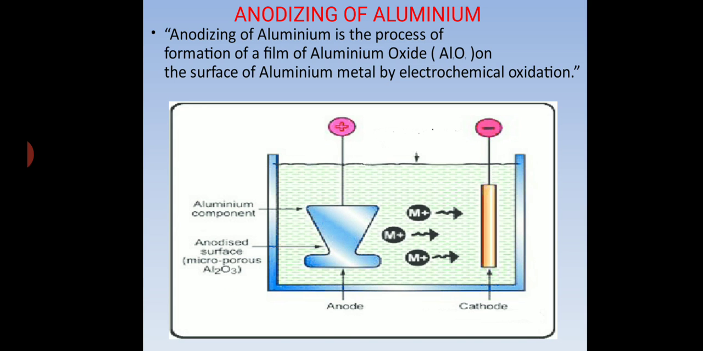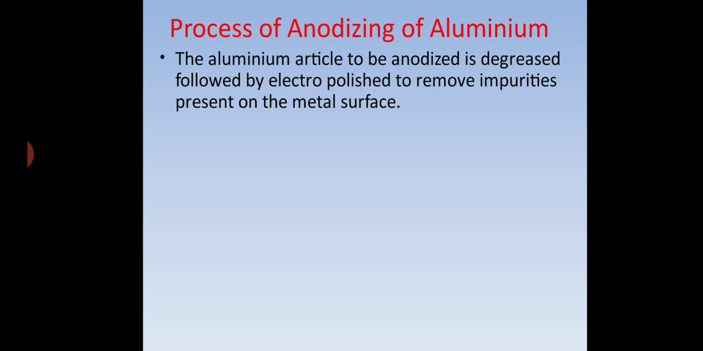So the exact step-by-step process we'll study now. The process of anodizing of aluminium. First, the aluminium article to be anodized is degreased, followed by electropolishing to remove impurities present on the metal surface. Now, what do we mean by this degreasing and electropolishing?